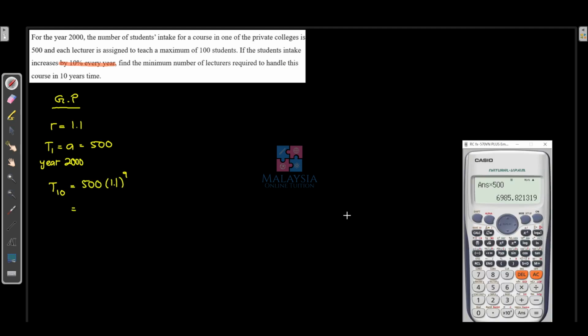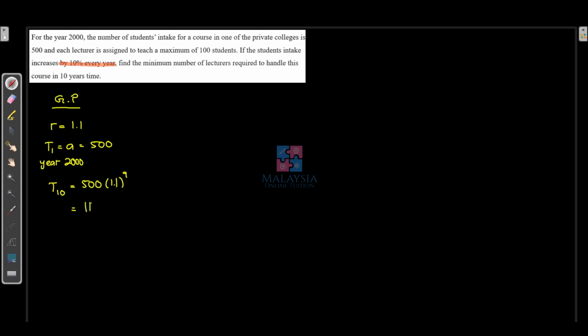So how many students are there in 10 years' time? 1.1 to the power of 9 times 500 is 1178.97. Logically, of course, you won't have 0.97 students. So you can choose either 1178 or 1179, as long as it is an integer.